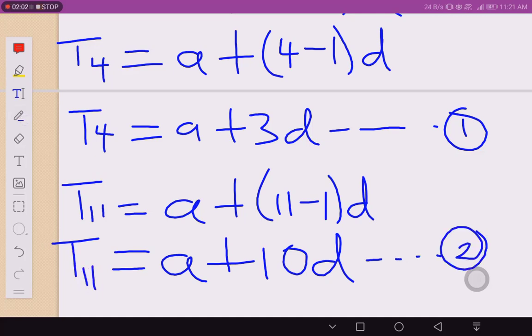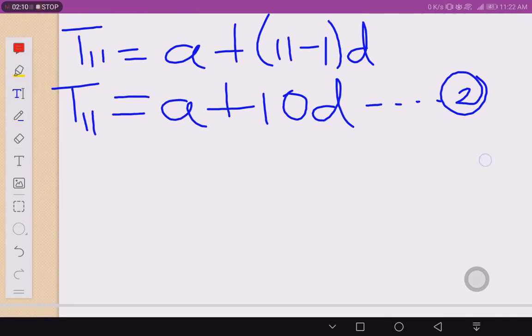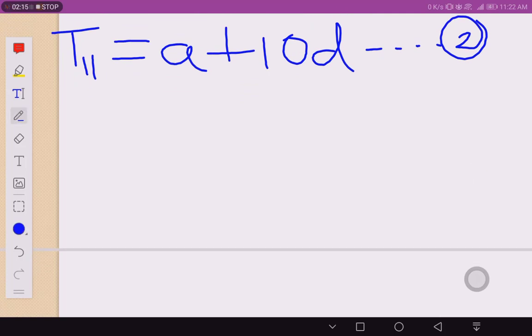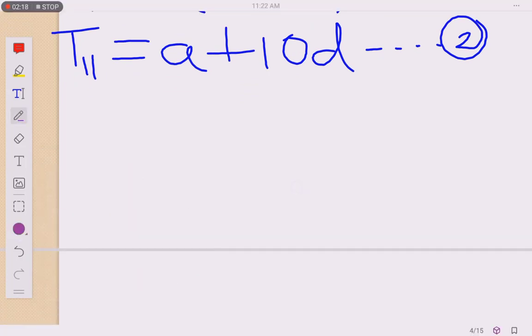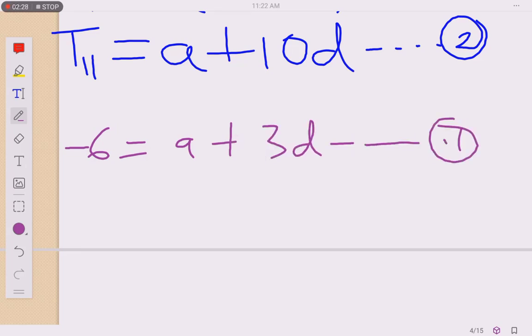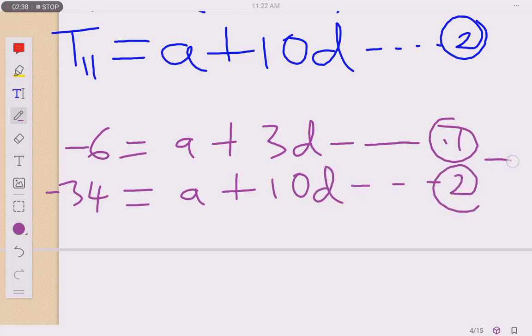Okay. With these two equations, I can say equation number 1 minus equation number 2 to solve this simultaneous equation. So I want to rewrite these equations such that we can subtract them correctly. My equation number 1 is minus 6 is equal to A plus 3D. And my equation number 2 is minus 34 is equal to A plus 10D. So we are subtracting these.